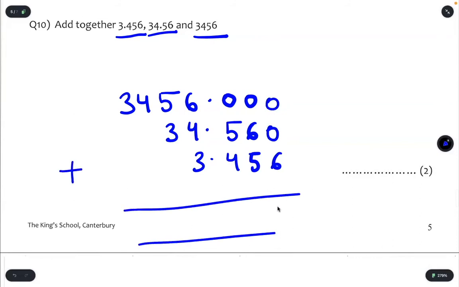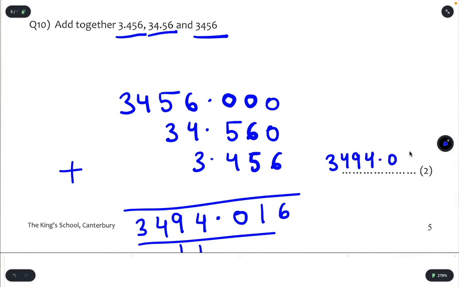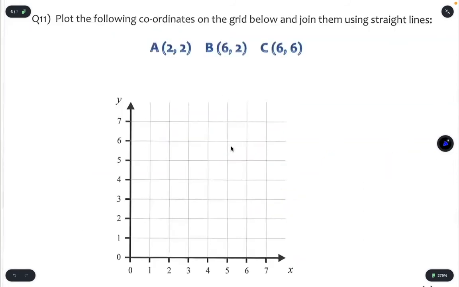So 0 add 0 add 6 is 6. 6 add 5 is 11, so 1 extra 1. 5 add 4 is 9, add that 1 is 10, so 0 extra 1. Don't forget that the decimal point is in line with all the decimal points above it. 6 add 4 is 10, add 3 is 13, add this 1 is 14, so 4 extra 1. 5 add 3 is 8, add 1 is 9. 4 comes down here, and so does the 3. So we're left with 3,494.016.